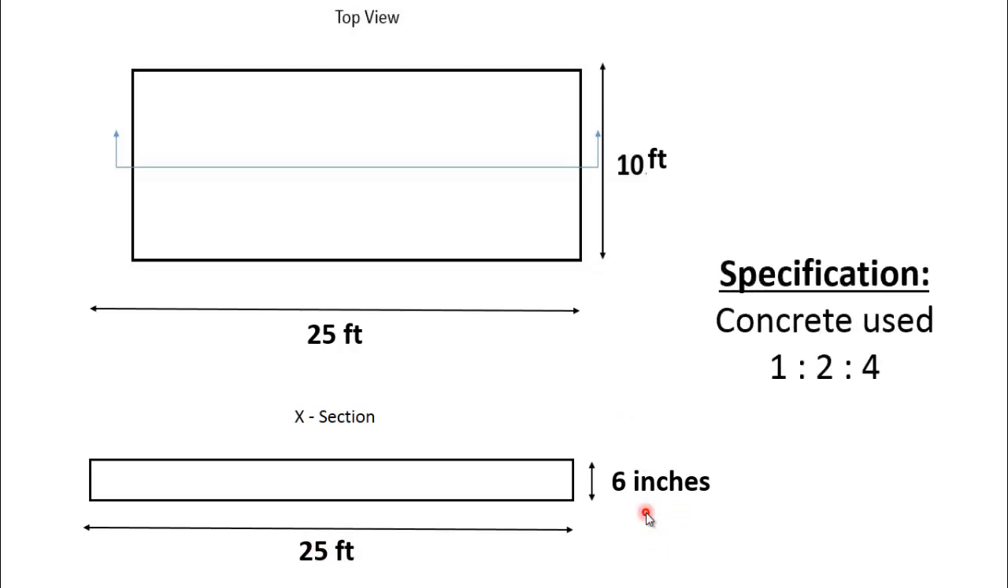Here the concrete used is 1:2:4. Here 1 represents cement, this 2 represents fine aggregate or sand, and this 4 represents coarse aggregate or crushed stone. Now to determine the quantities of material required for this slab, the first thing we need to do is to find the volume of wet concrete.